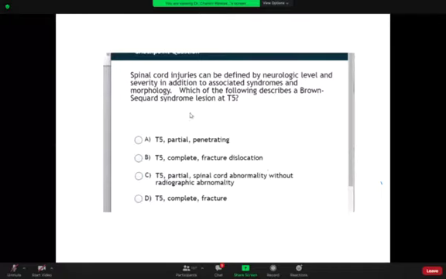Spinal cord injuries can be defined by neurologic level and severity in addition to associated syndromes and morphology. Which of the following describes a Brown-Séquard syndrome at T5? What happens in Brown-Séquard?